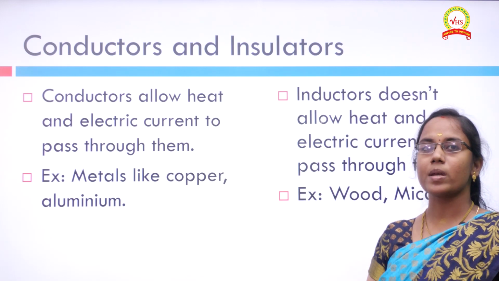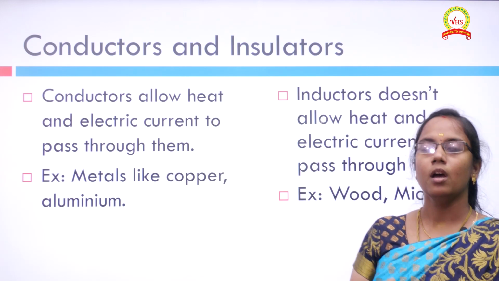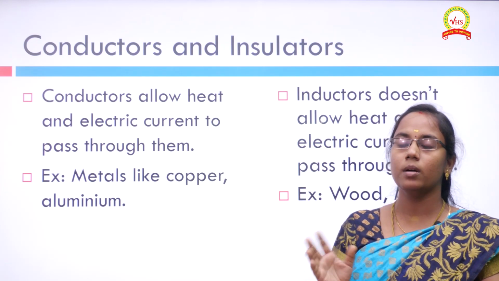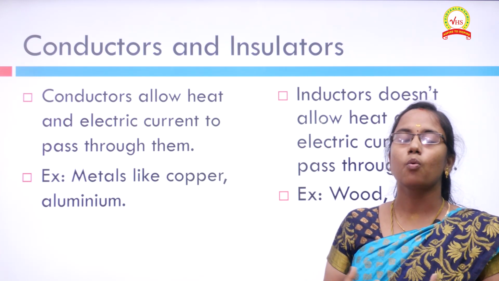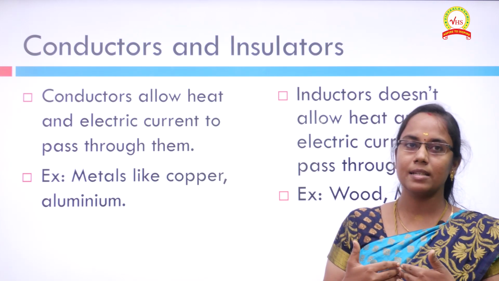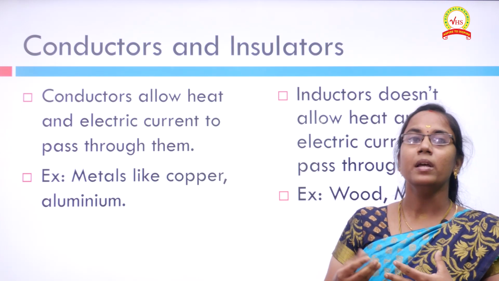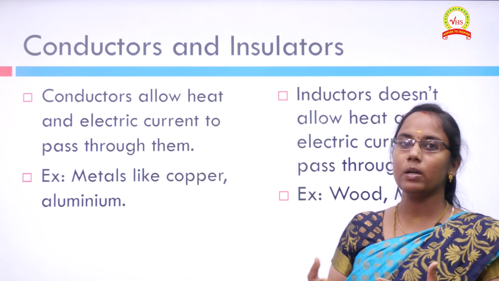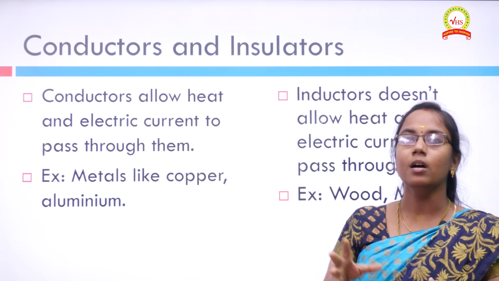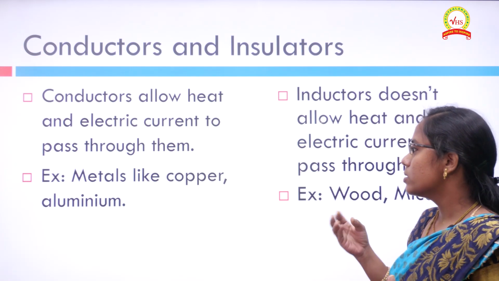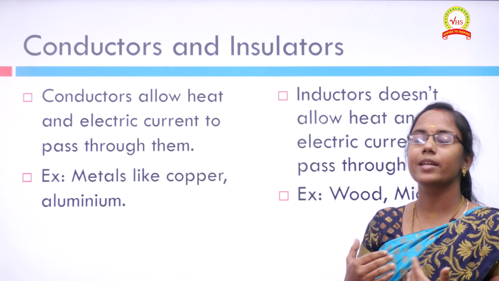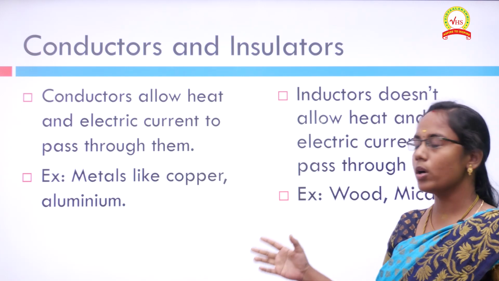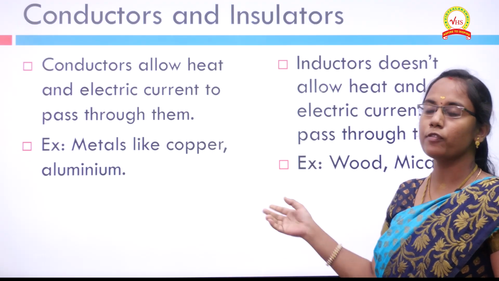In practical situations we would have seen an electrician wearing a chappal or working or standing on a wooden object, right? So why does he do that? Our body is a conductor, so current can pass through our body. To overcome that he will be working over a wooden object, so that his body will not get affected directly. So wood and mica are some of the examples of insulators.